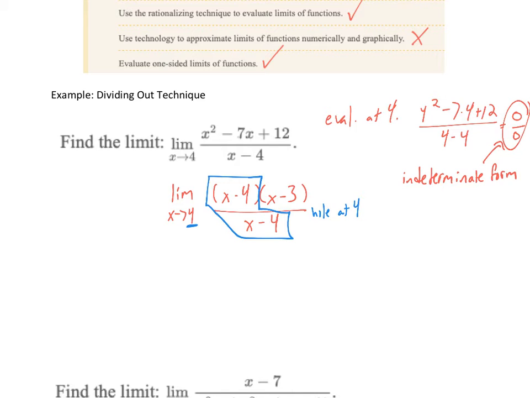So everywhere else on the graph, this simplifies to be the limit of x minus 3 as x approaches 4. So there's a hole at 4, but everywhere else, graphically, this just looks like the line x minus 3. So now I can evaluate x minus 3 if I plug in a 4. So if I plug that 4 in, 4 minus 3 gives me the limit of 1.